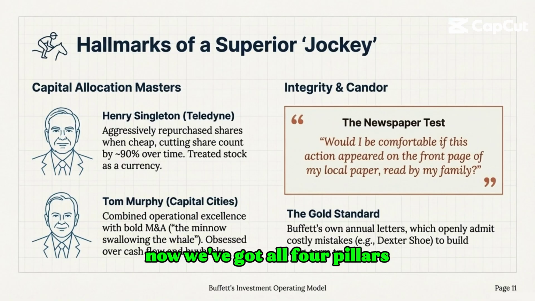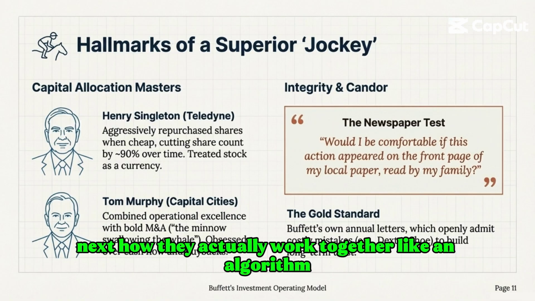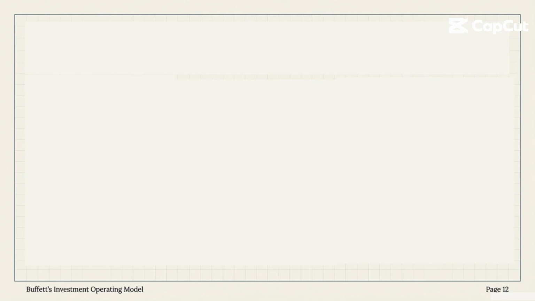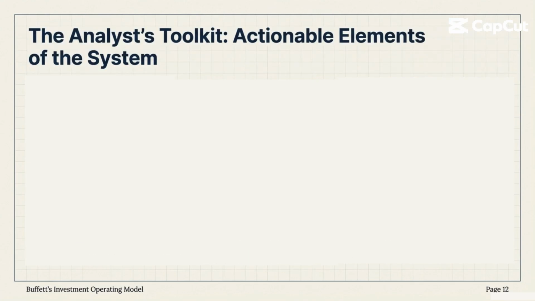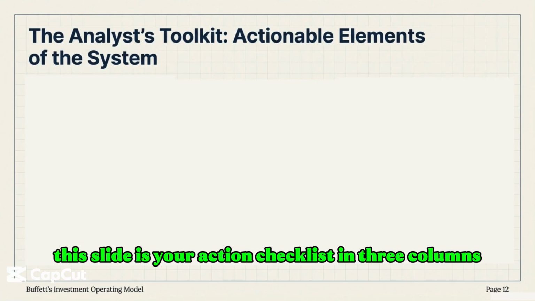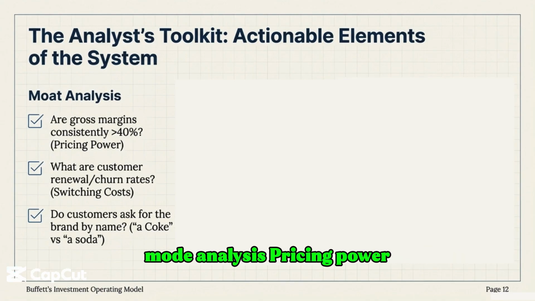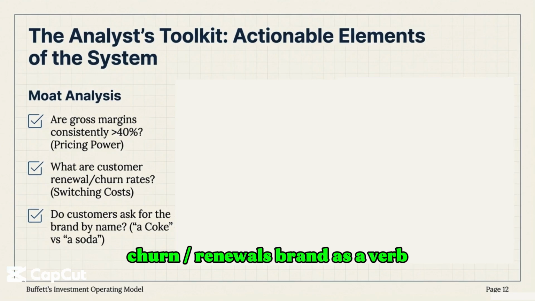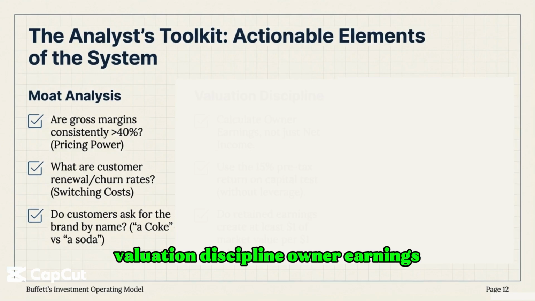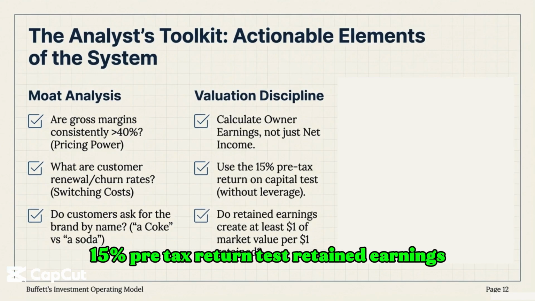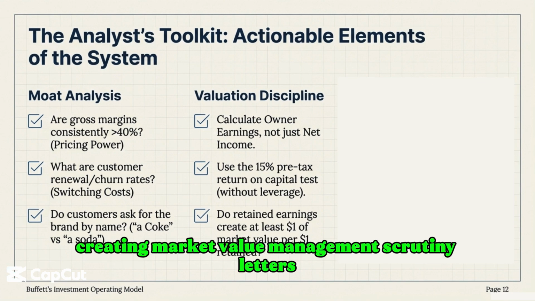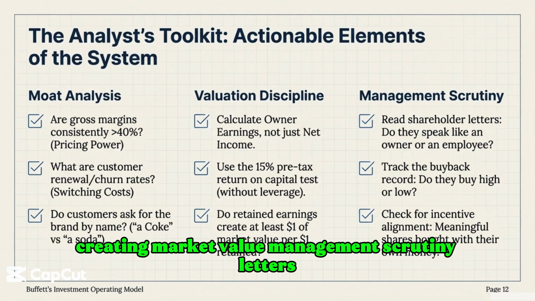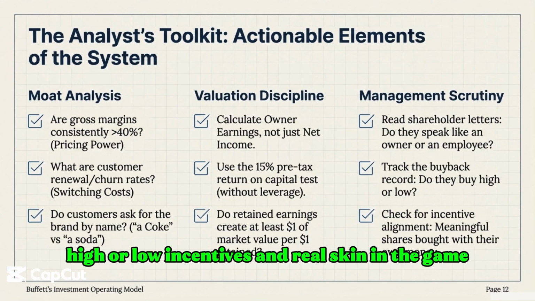Now we've got all 4 pillars. Next, how they actually work together, like an algorithm. The Analyst's Toolkit. This slide is your action checklist in 3 columns. Moat analysis, pricing power, churn/renewals, brand as a verb, a Coke, valuation discipline, owner earnings, 15% pre-tax return test, retained earnings creating market value, management scrutiny, letters, buyback behavior, high or low, incentives, and real skin in the game.